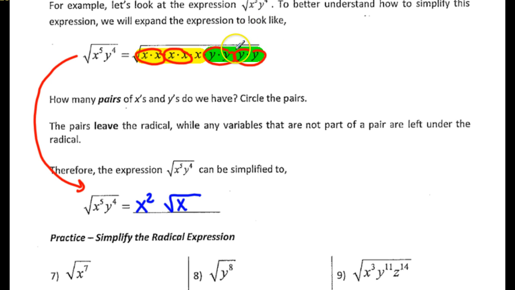Look at my y's now. I had 2 pairs of y's, so when the y comes out, that means 1. How do I make it mean 2 pairs? I put a 2 exponent, squared, and there is no y left inside. So this is the final answer. Okay?